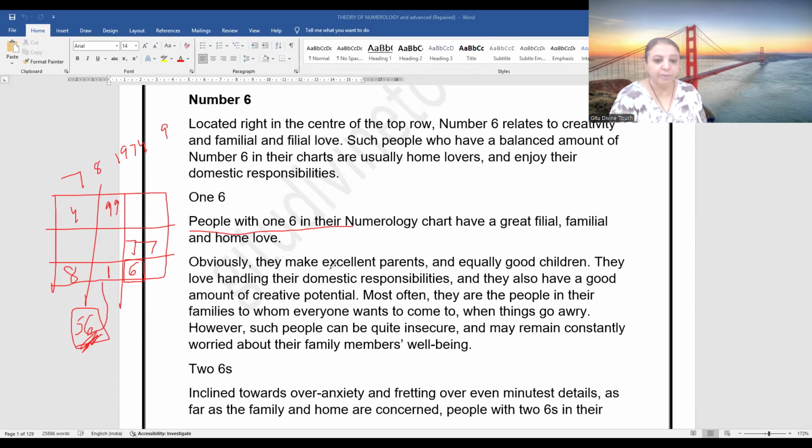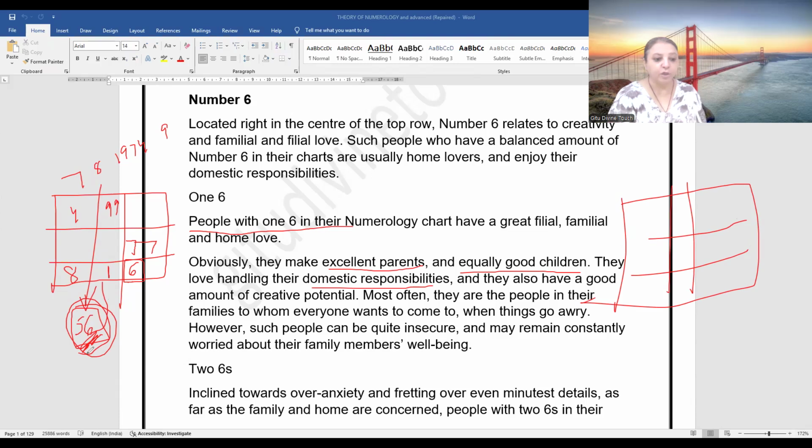They will make excellent parents, equally good children. They love handling their domestic responsibilities. Also, they have a good amount of creative potential. Most often, they are the people in their families to whom everyone wants to come. When things go awry, however, such people can be quite insecure and may remain constantly worried about their family members and their well-being. So if 1 6 is already there in somebody's date of birth, you will predict this quality. Also for one particular year, when this person is 56, or when this person is 46, you can predict these qualities for this person.